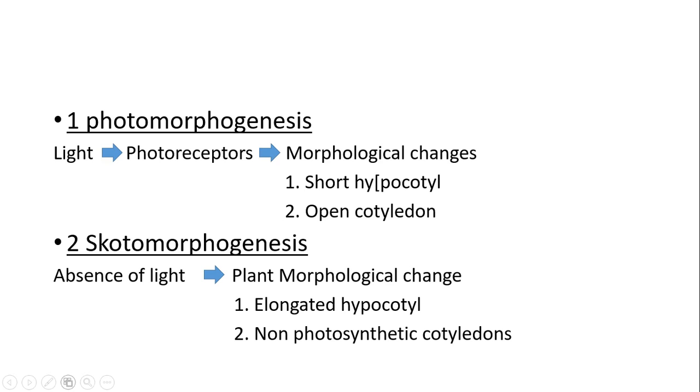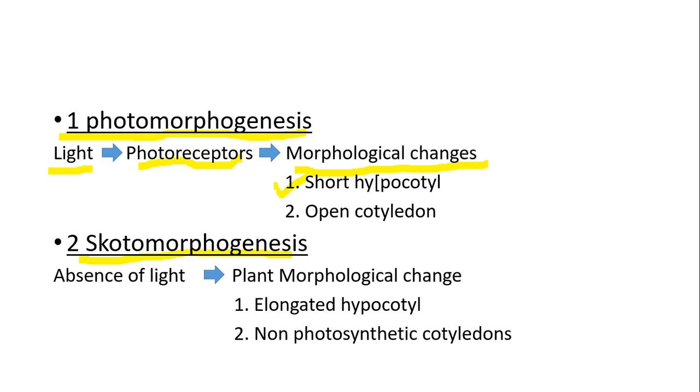First one is the photomorphogenic response, or photomorphogenesis. Second is scotomorphogenesis. Photomorphogenesis, as the name indicates, photo means light. So we have light, and this light is sensed by photoreceptors. Then we have the signal, the receptor, then there will be signal transduction, and then they execute certain morphological changes. What are the changes?